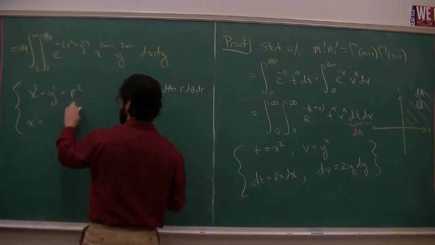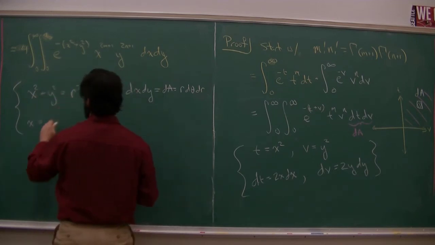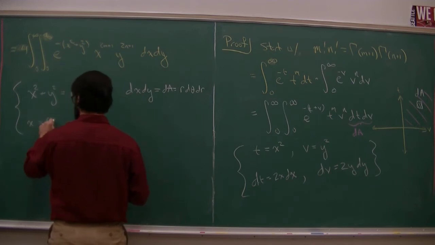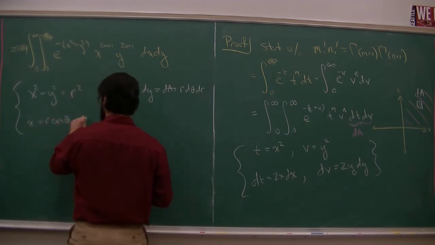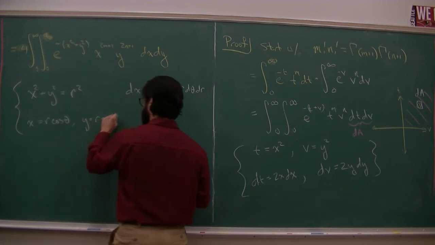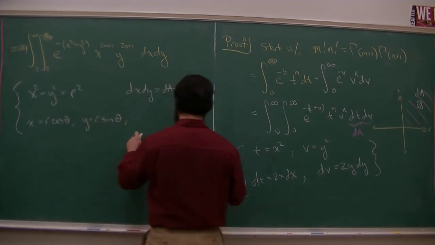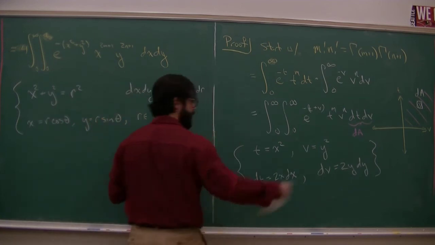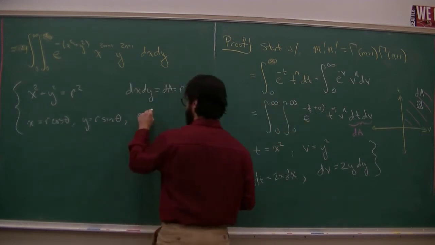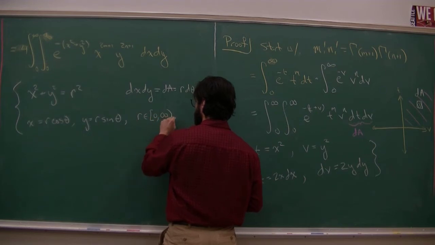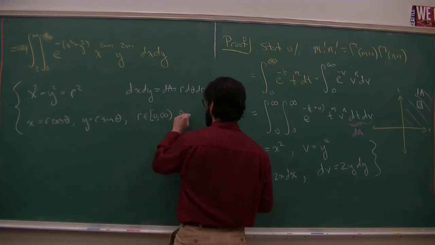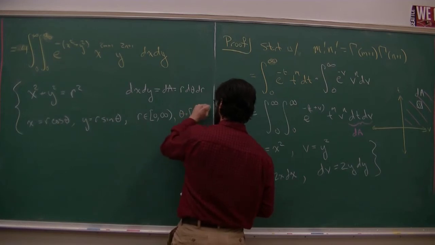So x squared plus y squared equals r squared. So x, therefore, is equal to r cosine theta. y is equal to r sine theta. And then our limits of integration, the last thing that we have to express. What does the first quadrant look like in polar coordinates? Well, r goes from 0 to infinity, and theta goes in between 0 and pi over 2.